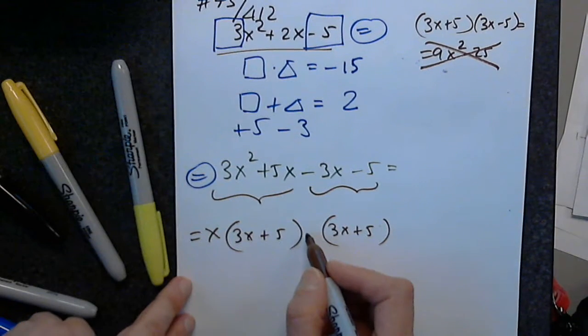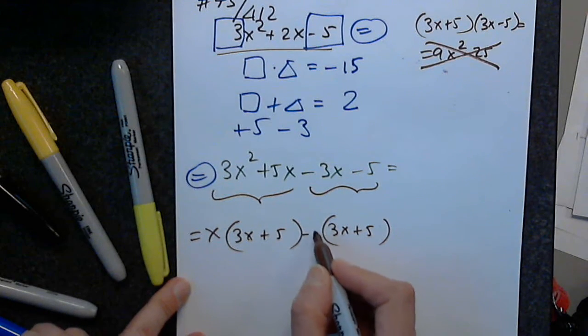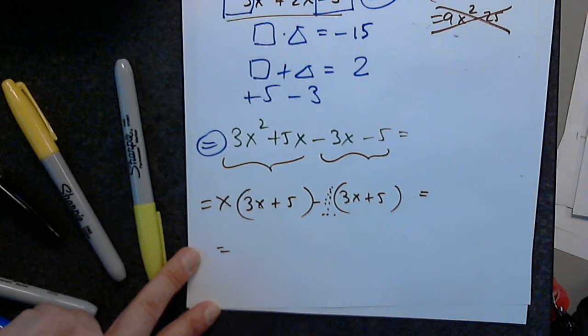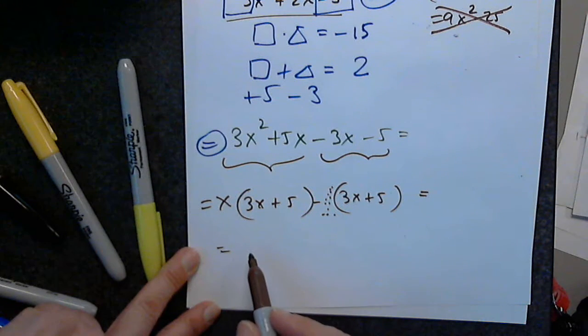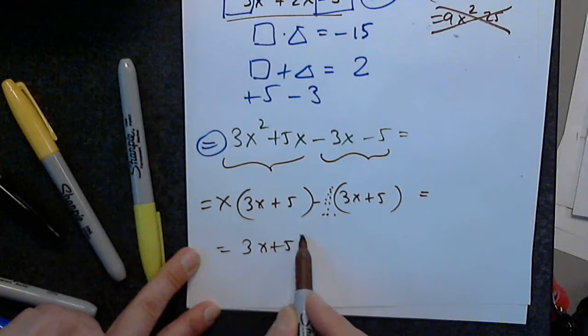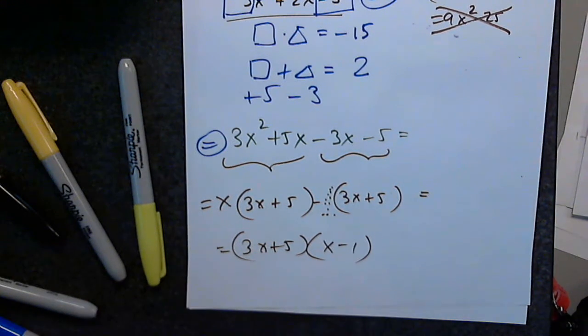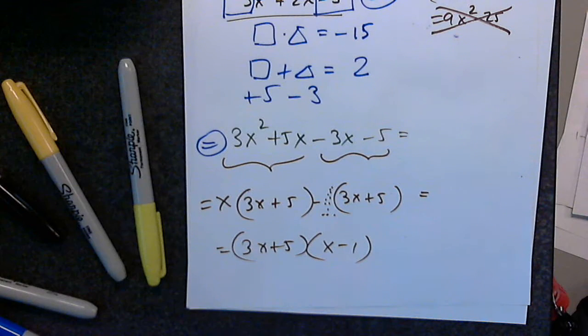Yes. Minus 50. So what is the common factor now? 3x plus 4. And what do you have in parentheses? Good. Next question.